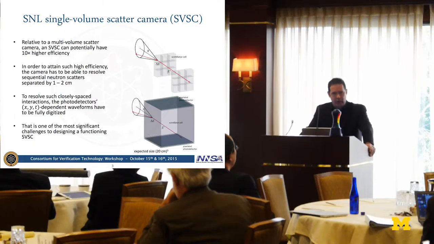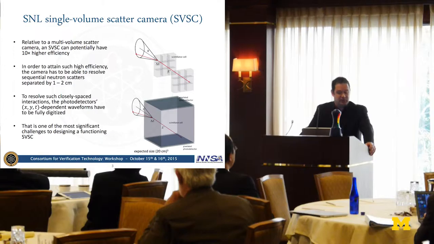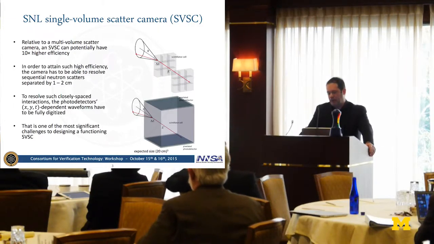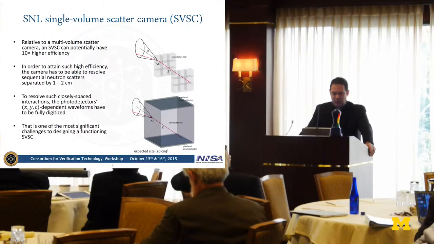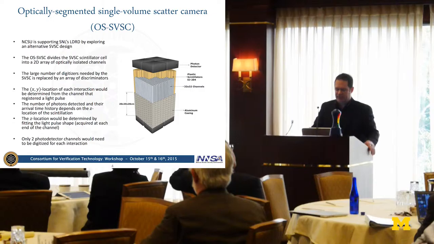So Sandia has shown that relative to a multi-volume scatter camera, the SVSC could potentially improve in efficiency by a factor of 10, thereby reducing measurement time pretty substantially. However, what they also showed is that in order to attain that kind of efficiency, you have to be able to resolve sequential scatter events that are separated by only 1 or 2 centimeters, which is challenging. In order to do that, you really have to fully digitize all of the photodetector pixels' responses as a function of their XY position and of time, and then analyze them using some fitting technique like maximum likelihood estimation. And so that need for a lot of digitizers, in this case it would be about 2048 for a low channel density system, is one of the most significant challenges to designing a functional single volume scatter camera.